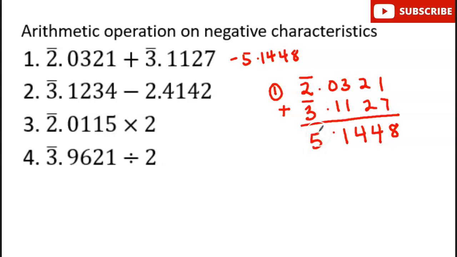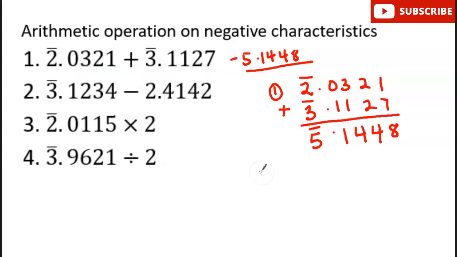This is 5 bar. Yes, even though the values seem to be the same, in logarithm they are not the same. This is the actual value, minus 5.1448, and this is 5 bar. Now this 5 bar here indicates the number of times the decimal point is moved. So that's why we don't ask students to use the calculator when they have negative characteristic. You may not have the bigger picture. That is the first one.